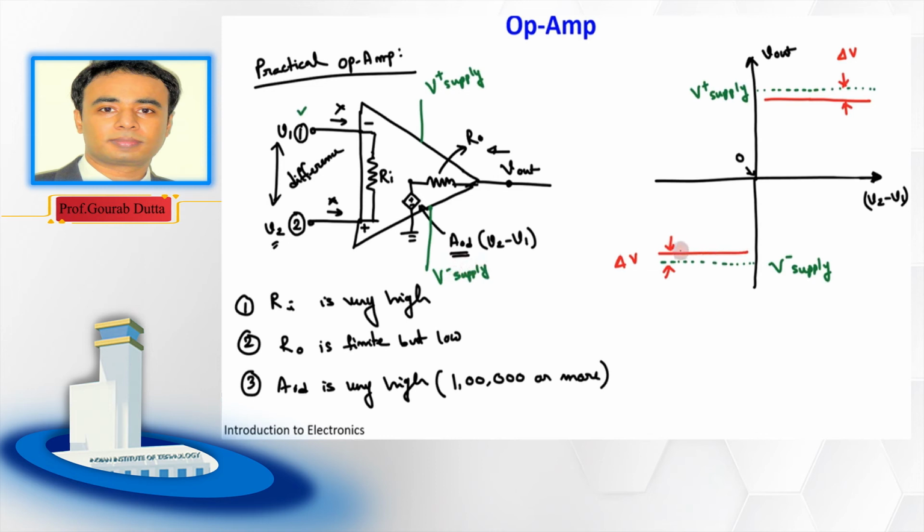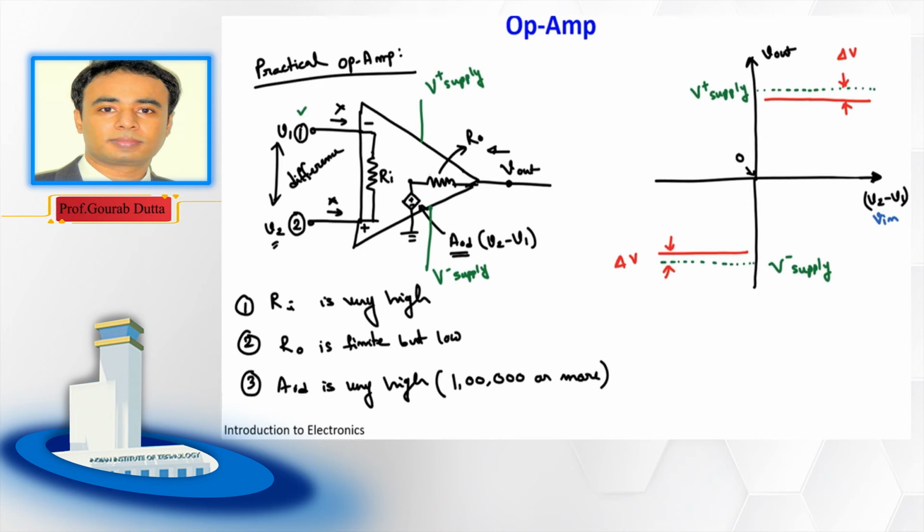Now tell me one more thing. What is the slope between this V output and this input voltage? V2 minus V1 is nothing but this V input. So in this V output versus V input plot, the slope determines the gain of this amplifier, isn't it? We have done this a couple of times previously.